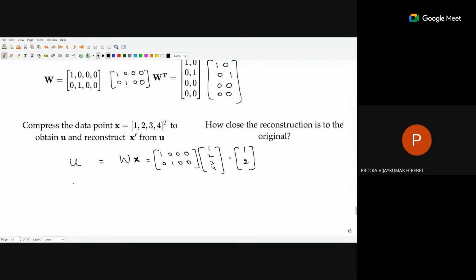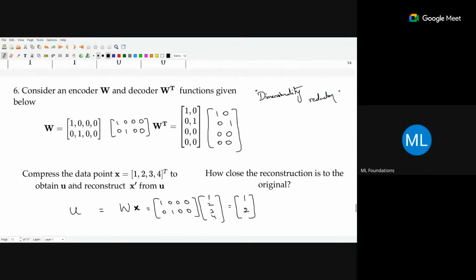Sir, why did you multiply those two vectors? Where is the encoder saying that you have to multiply? See, encoder functions: if you have an encoder with you and a vector, a data point, in order to reduce the dimension, what this encoder does is it will reduce the data point dimension from 4 to 2. So how come it is multiplied? I didn't get. Why did you multiply the two matrices?